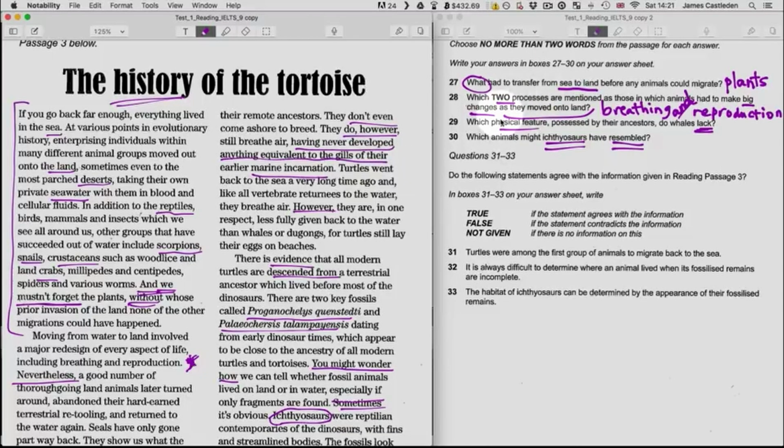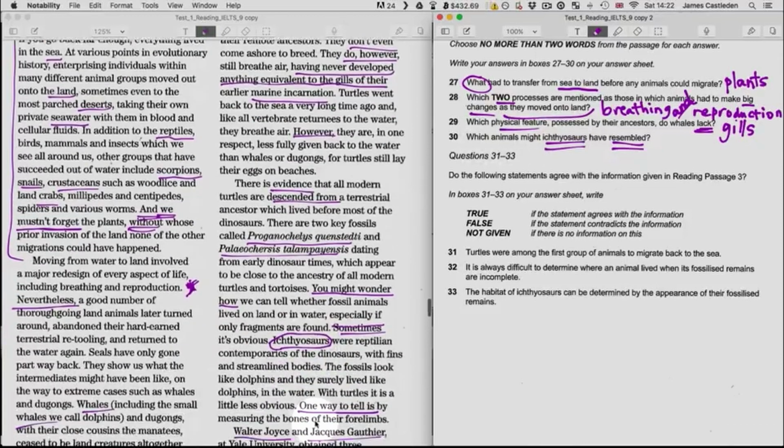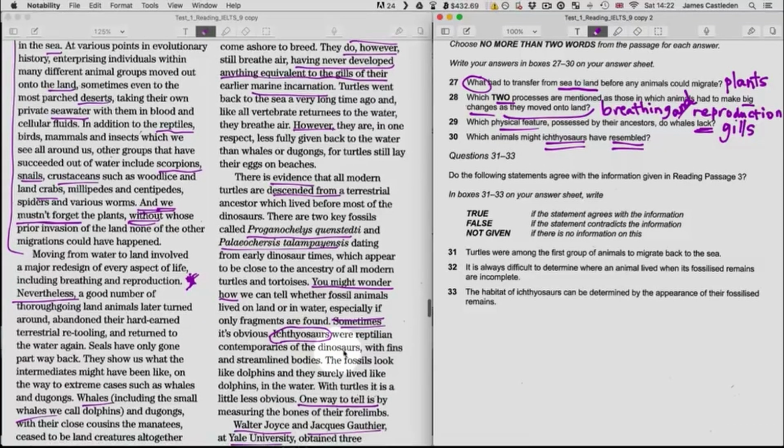So, possessed by the ancestors. Okay. Having never developed anything equivalent to the gills of the marine. So, gills. These are the things that fish use to breathe on the side of the fish. Okay, so their ancestors used to have gills. They don't. They have to come to the surface to breathe. Which animals might Ichthyosaurus have resembled? Looked like dolphins and surely lived like dolphins in the water. Okay.